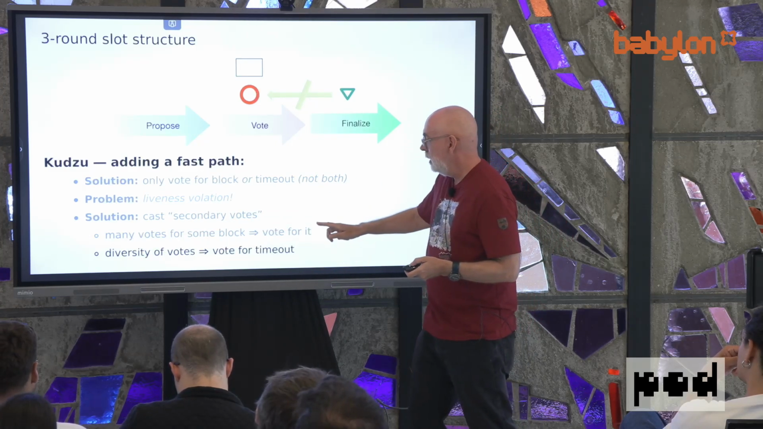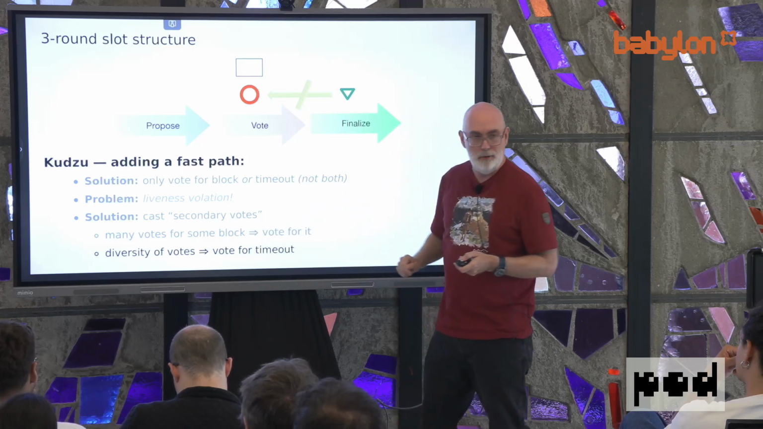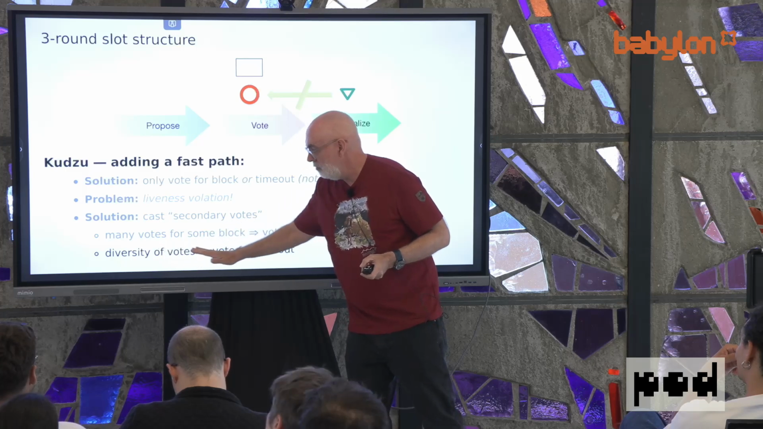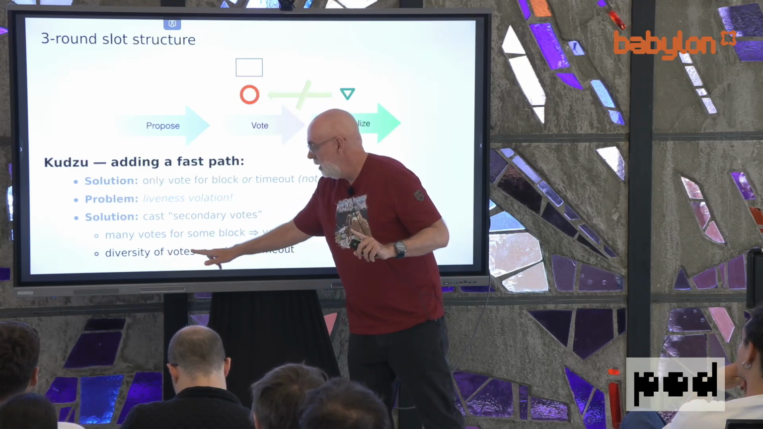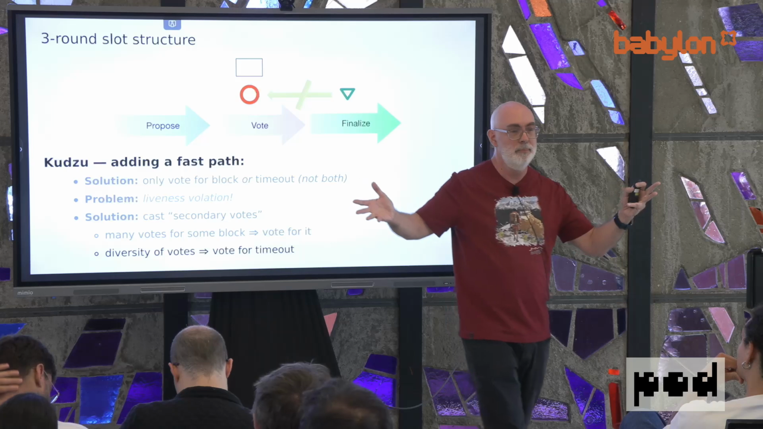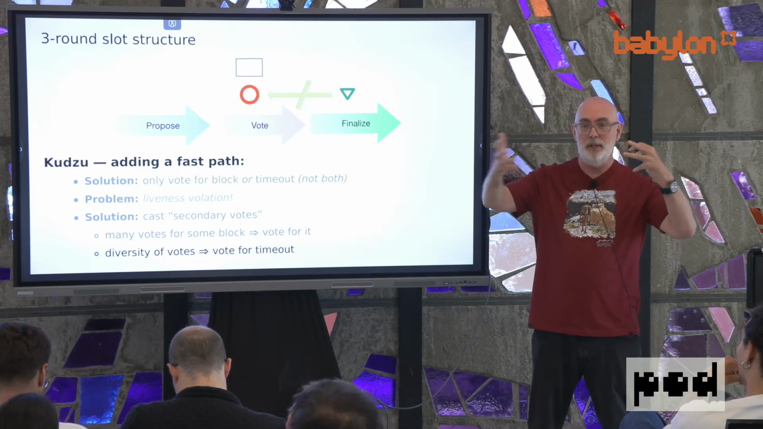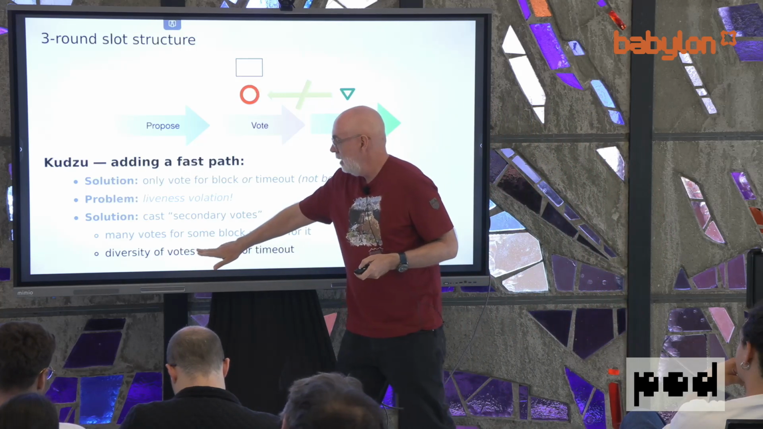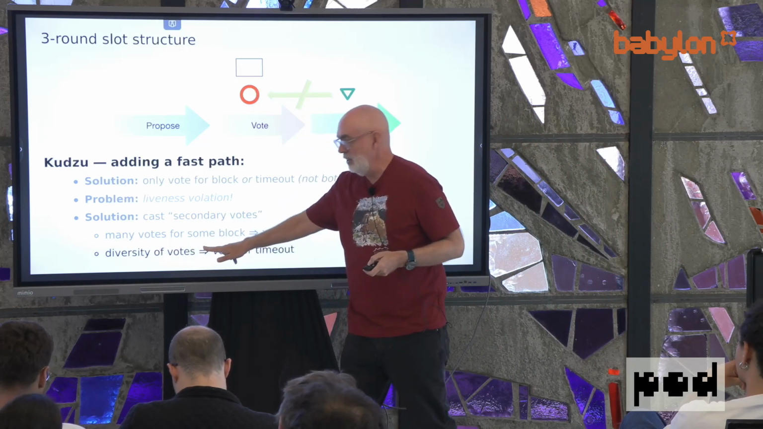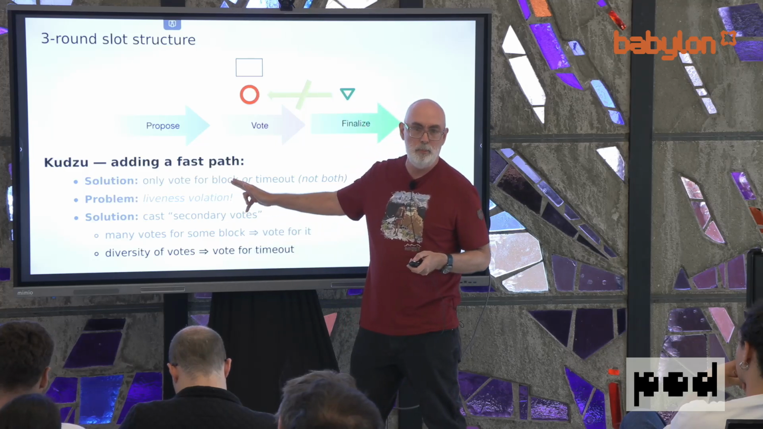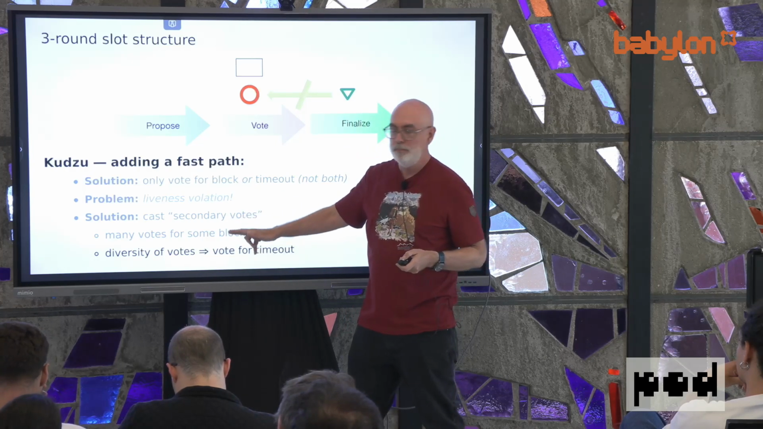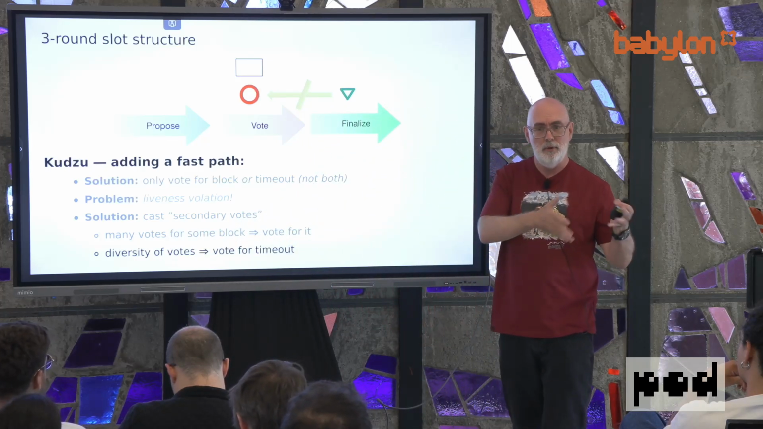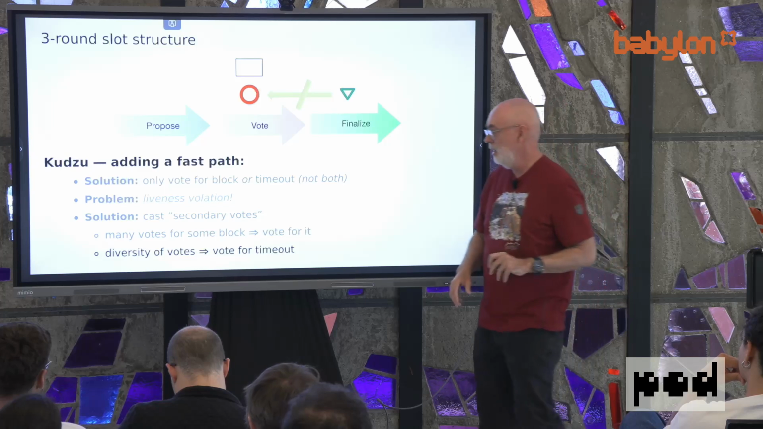And the other secondary vote that I can cast is a secondary vote for a timeout, if I see a very simple yet carefully defined notion of a diversity of votes. If I see that there's a diversity of votes, then I will vote for a timeout. And the idea here is that this condition is defined in such a way that I can't vote for a timeout if somebody was going to fast finalize. But it's just a simple inequality. I just look at my votes, I count them up, and if I see the right number of votes of a certain type, I'll just vote for a timeout.